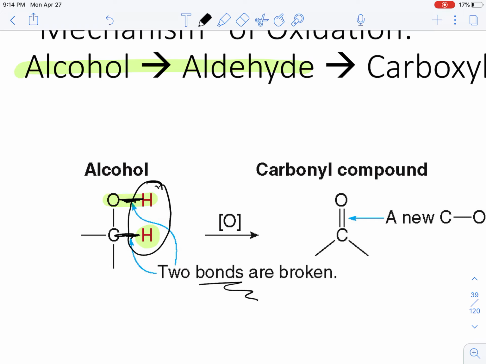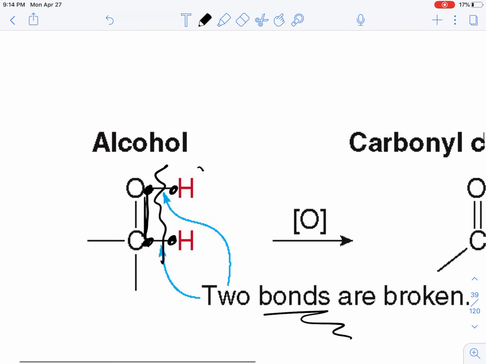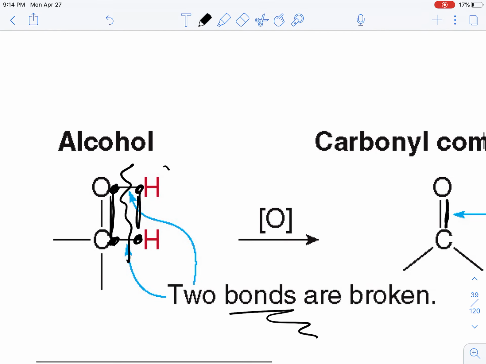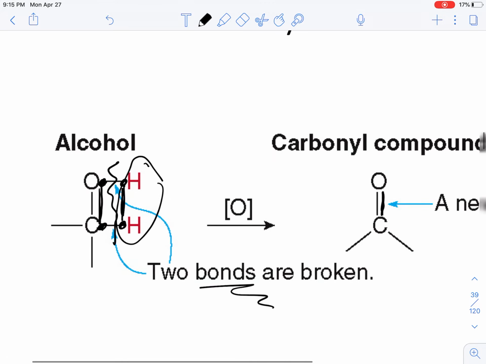And those electrons, if you guys recall, a bond contains two electrons. So if you cut this in half, then a new connection will form between those two electrons, which forms that new double bond. And then a connection is going to form between these two hydrogens, and hydrogen gas is going to fizzle off.